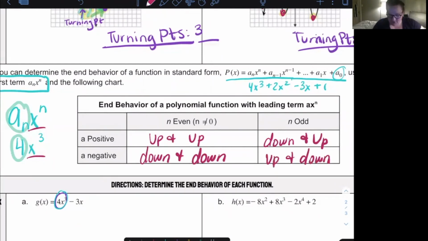So we can actually use this little chart, and you might want to highlight this chart and make sure it's visible and handy in your notes, so you can use it to help you describe the end behavior of a polynomial, like on a quiz or a test or your homework perhaps.